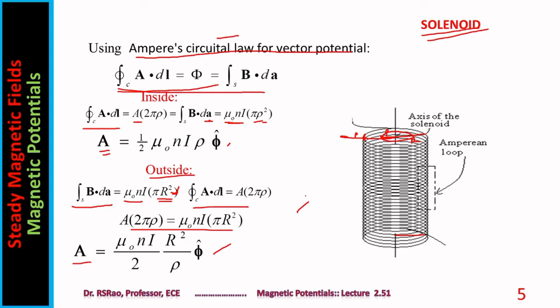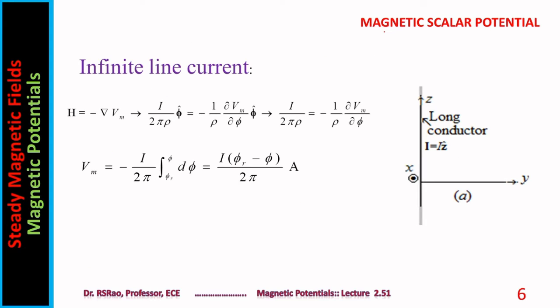This is the potential outside. Now we consider a problem on magnetic scalar potential, an infinite line current. An infinite line current is there. We are interested in finding the scalar potential. Now place this infinite line current over the z-axis. I can be written as I z cap. Now we consider this defining relation, H equal to minus grad Vm.